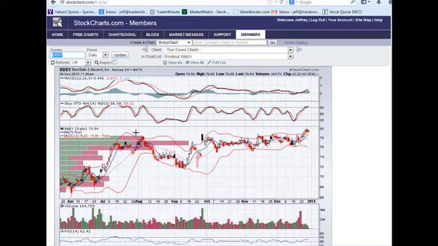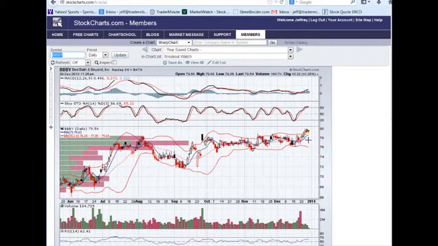Take a look at this with Bed Bath & Beyond. Where's our support? I mean, you can see where most of the volume has happened. Right here around 77, between 76 and 78. That's our support level. Okay? That is absolutely our support level.